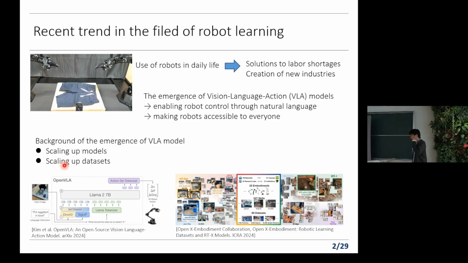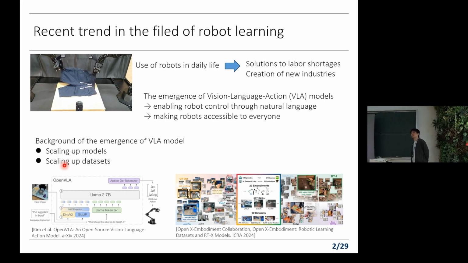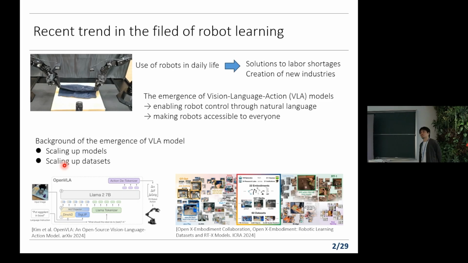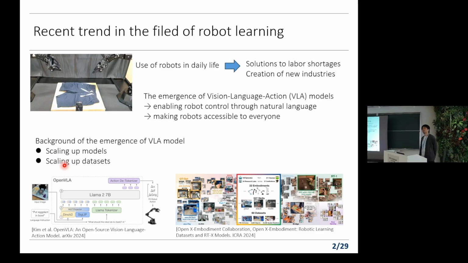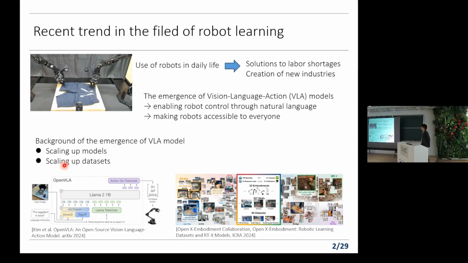The use of robots in daily life has the potential to address social problems such as labor shortages, and new technologies such as humanoid robots could lead to new industries, so they have big potential. However, we do not see so many robots in daily life. One of the reasons is that controlling robots typically requires expert knowledge, which is a big barrier to making robots accessible to everyone. However, this might change in the near future.